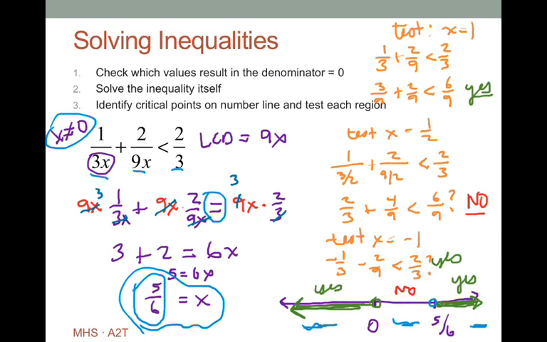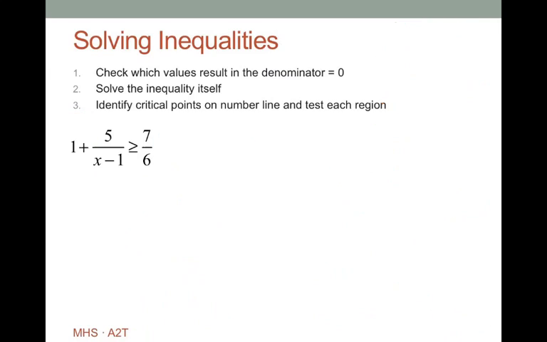And that one is also an open circle because we started with a less than sign. So over here we had a less than, not a less than or equal to, so that one is also an open circle. So those are our two regions that are valid solutions.